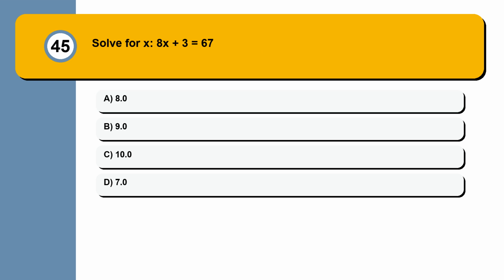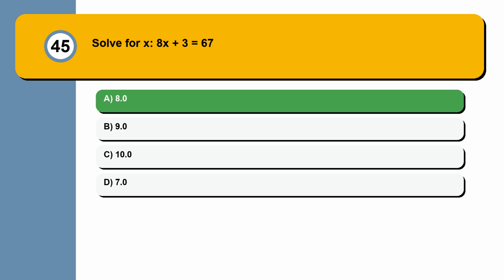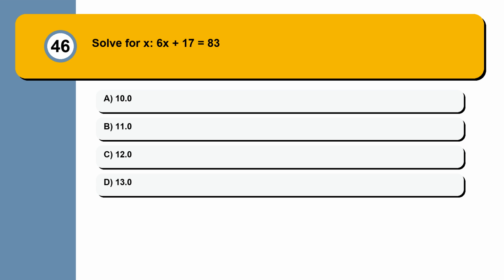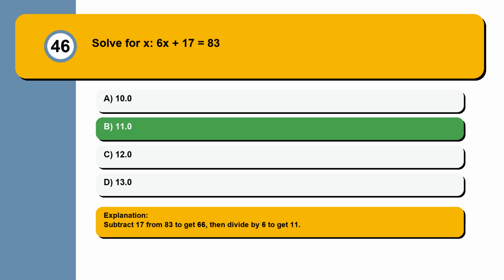Question 45. Solve for x. 8x plus 3 equals 67. 8.0, 9.0, 10.0, 7.0. Subtract 3 from 67 to get 64, then divide by 8 to get 8. Question 46. Solve for x. 6x plus 17 equals 83. 10.0, 11.0, 12.0, 13.0. Subtract 17 from 83 to get 66, then divide by 6 to get 11.